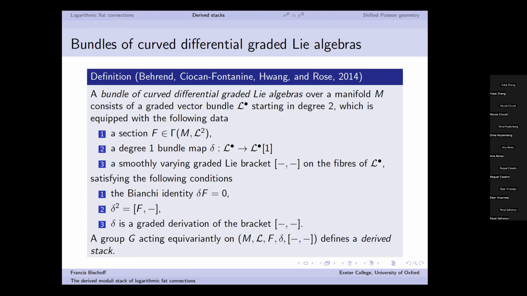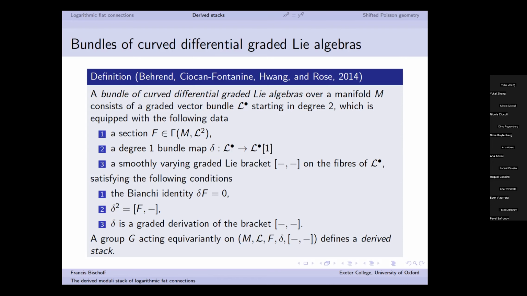It's defined over a manifold M, and it consists of a graded vector bundle, which I'm calling L, which starts in degree 2 and goes up. And it's equipped with three structures. Number 1 is a section F in degree 2, which you can think of as something like a curvature. Number 2, we have a degree 1 bundle map delta, which is trying to be a differential, but doesn't square to 0. And number 3, we have a smoothly varying graded Lie bracket on the fibers of L. And these have to satisfy three conditions.